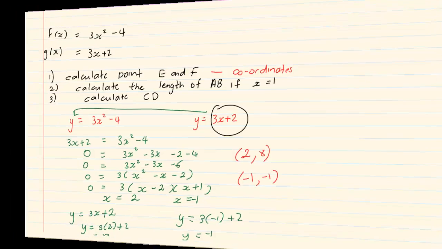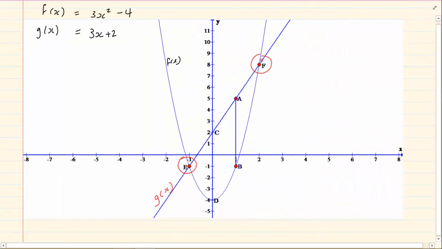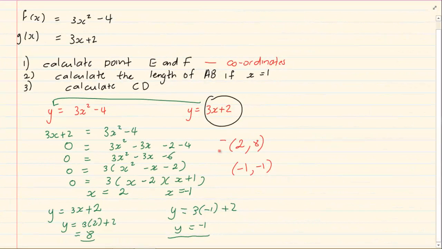Which one is which? Now we need to decide. F is going to be 2 and 8. And then E is going to be minus 1 and minus 1.